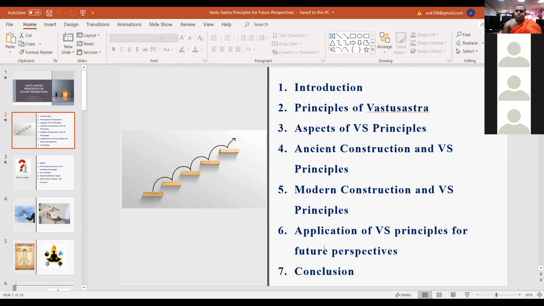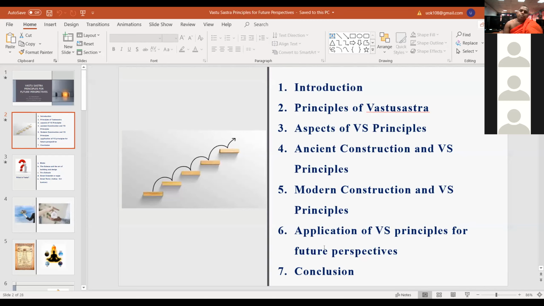When we consider the history of Vastushastra, there are 2 traditions. The first one is the southern tradition, and the other is the northern tradition. The southern tradition represents the Dravida school, and the northern tradition is well known as the Nagara school. When we consider the Sri Lankan context, we have the influence of both these traditions. So according to my topic, I must analyze what the Vastushastra principles are.